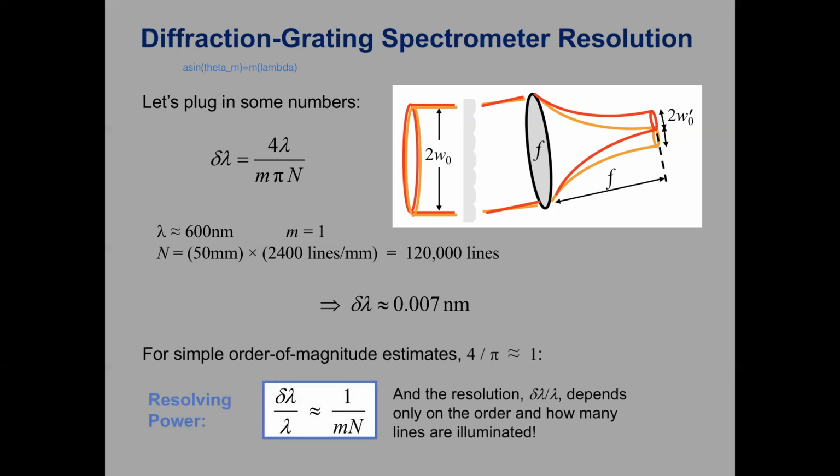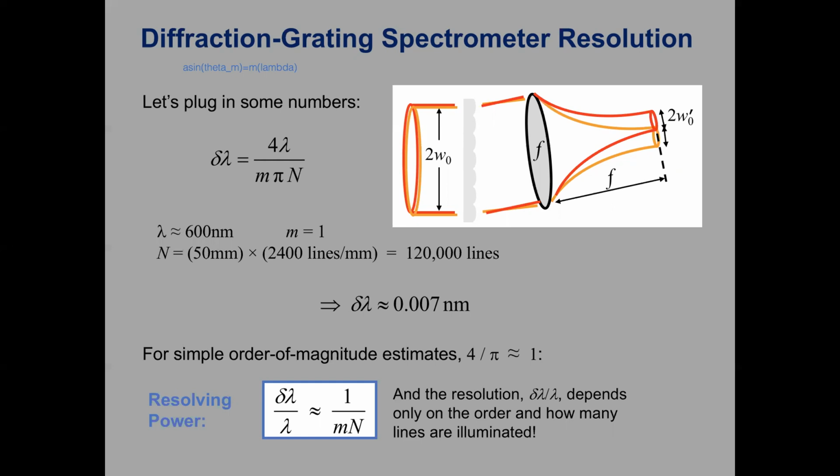And if you want a simple order of magnitude estimate, which is really all that's useful, you can drop the 4 and the pi from this problem. 4 divided by pi is approximately 1. If, like me, you're lazy and you don't really want to do real math, 4 divided by 3.14, yeah, that's 1.